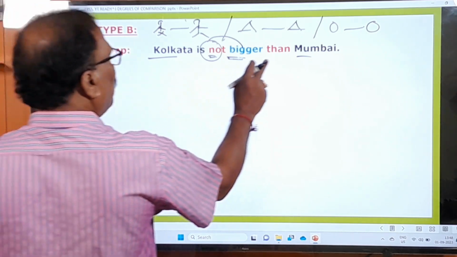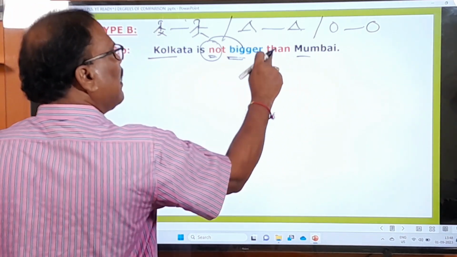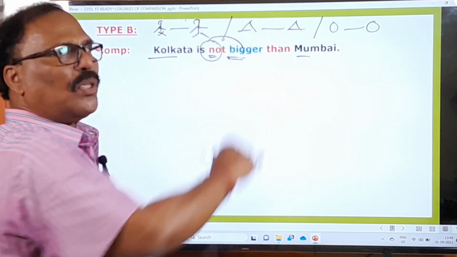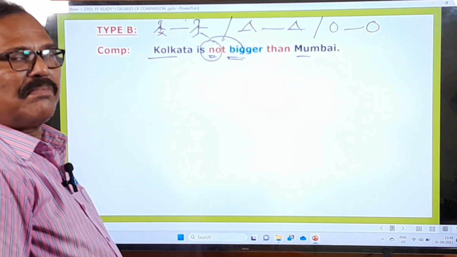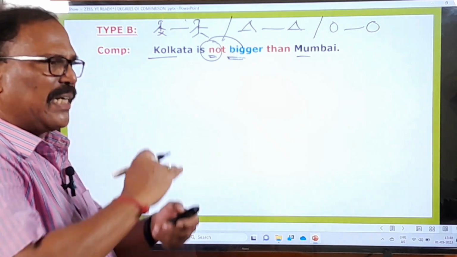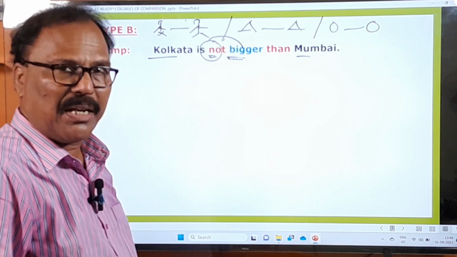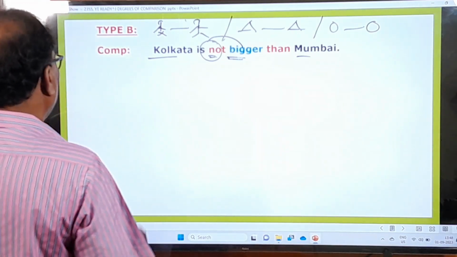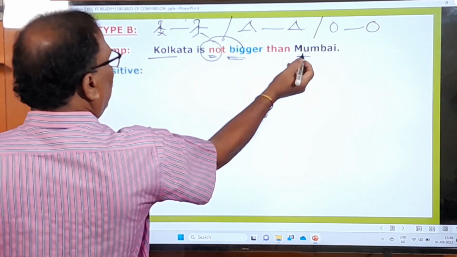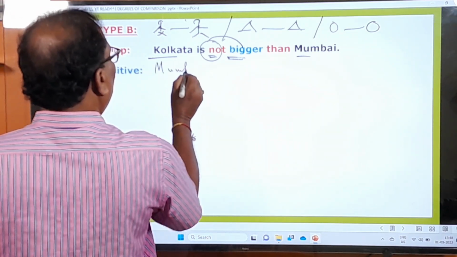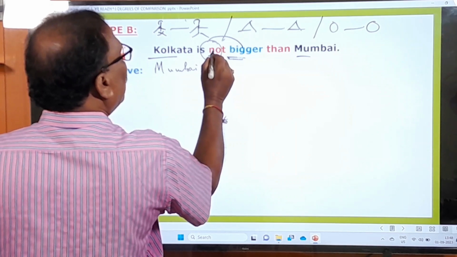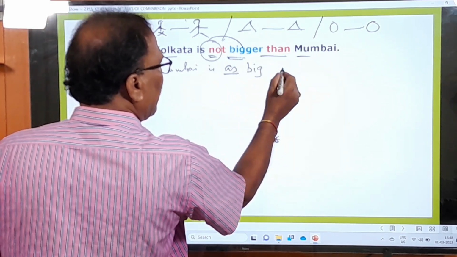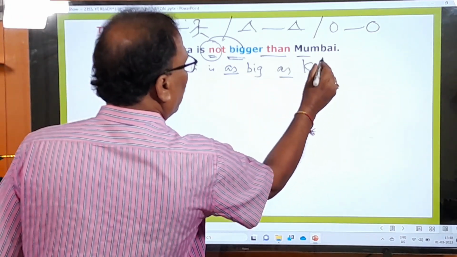Okay, Kolkata is not bigger than Mumbai. Mumbai kante Kolkata marinta peddadi kaadu. Marinta peddadi kaadu means దానికంటే మరింత అయితే కాదు అంటే రెండు సమానమే. Both are the same. Now let us change it into positive degree. Then bring it to the front position. Mumbai is, instead of not we use as. Bigger is turned into positive big. Instead of than, as. Kolkata will go back.